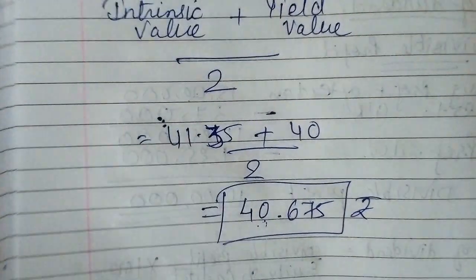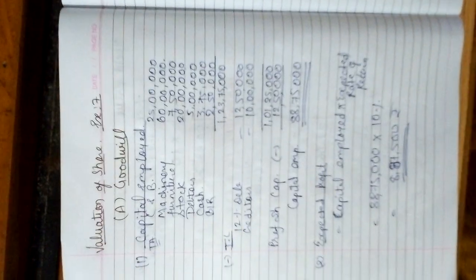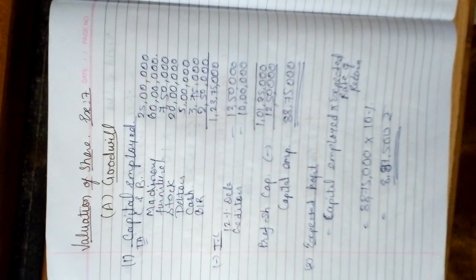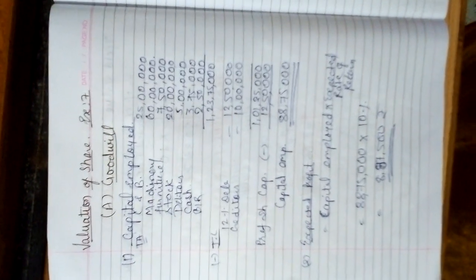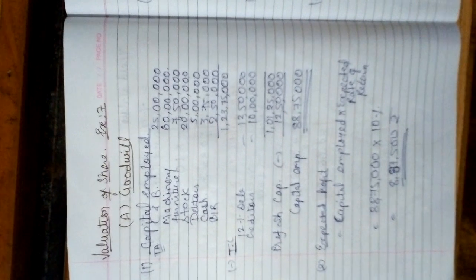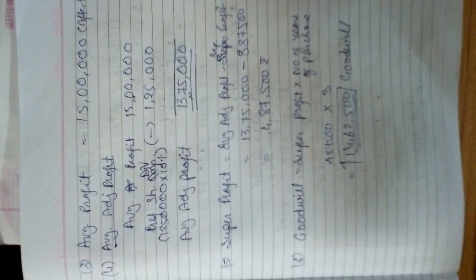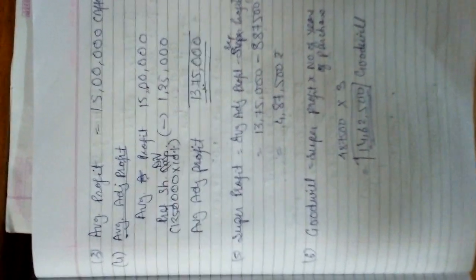Let us have a look at the full example. Let me change the focus so that you can come to know about the whole example and its calculation. See, this is the first page that we have calculated today. Valuation of goodwill, in which capital employed is 88,75,000 and expected profit is 8,87,500. Likewise, next, average profit, average adjusted profit, super profit and goodwill 14,62,500.